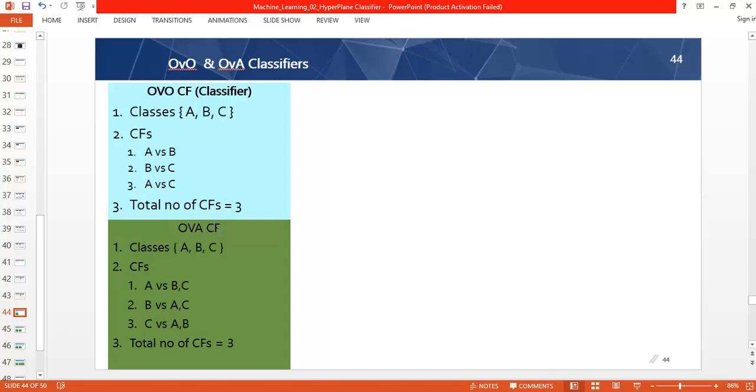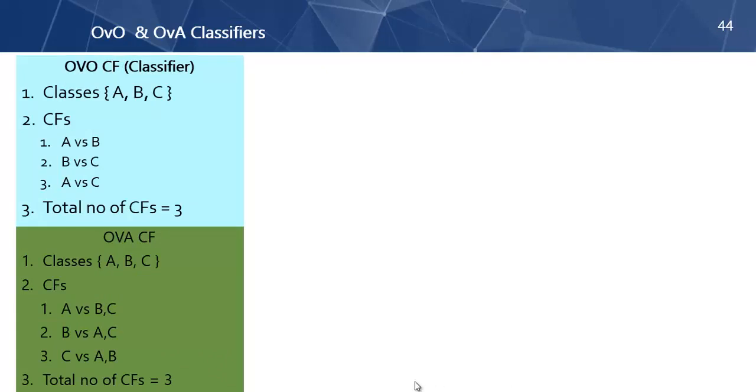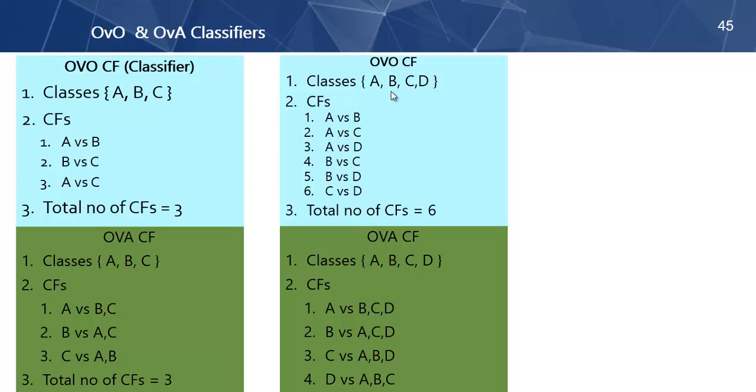If it is 1 versus all, then again classes are the same, A, B, C, that means 3 classes. So A versus BC, B versus AC, and C versus AB. So total number of classifiers is 3. Right, now we will take 4, A, B, C, D. For 1 versus 1: A versus B, A versus C, A versus D, B versus C, B versus D, and C versus D. So total number of sub classifiers is 6 here. If it is 1 versus all, it will simply be 4 classifiers: A versus BCD, B versus ACD, C versus ABD, and D versus ABC. So total number is 4.